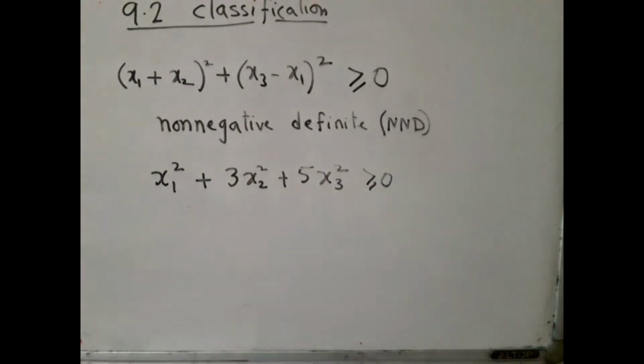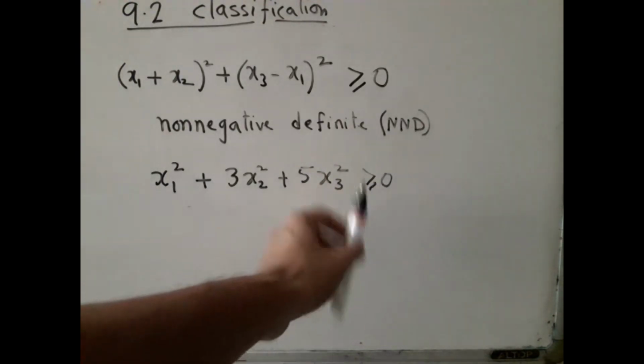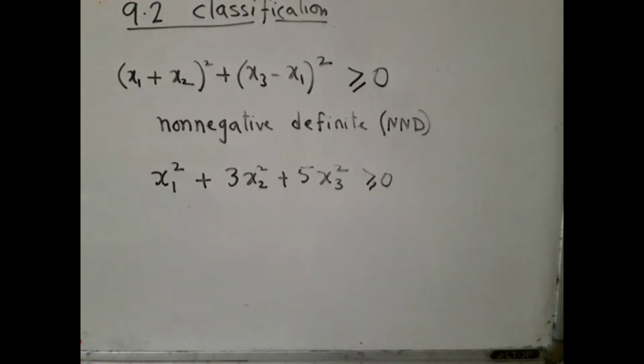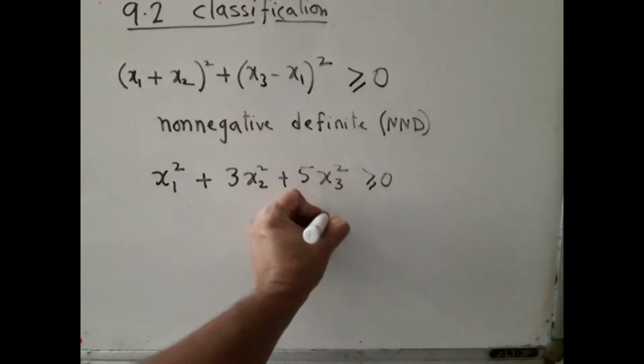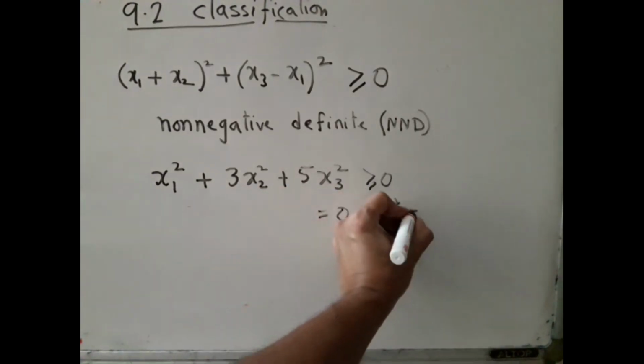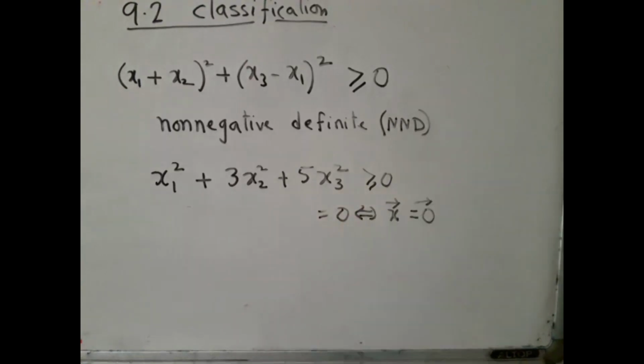Suppose this is equal to 0, then you can definitely say that x1, x2 and x3, all of them must be exactly equal to 0. So this is 0 if and only if your x vector is just a 0 vector. Here, however, that is not the case. You can achieve 0 even when x1, x2, x3 are not all 0.